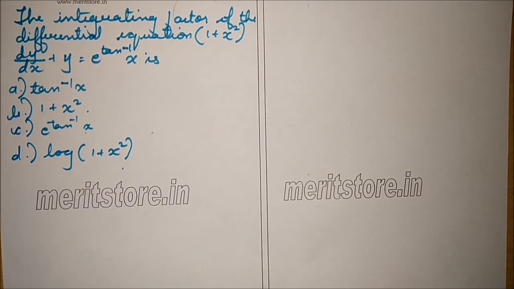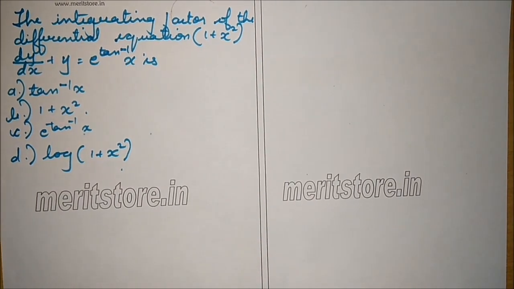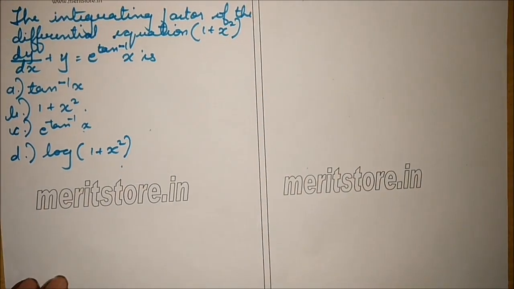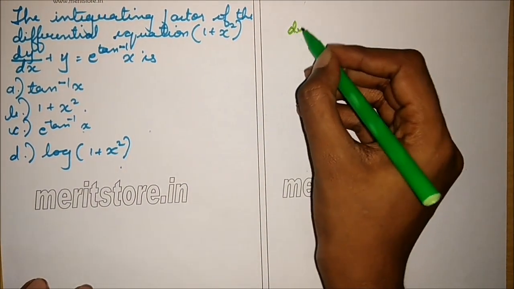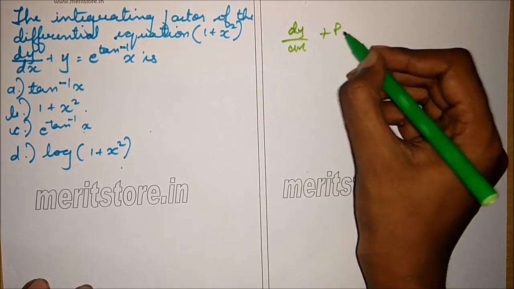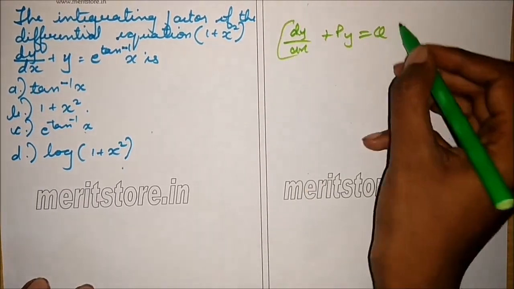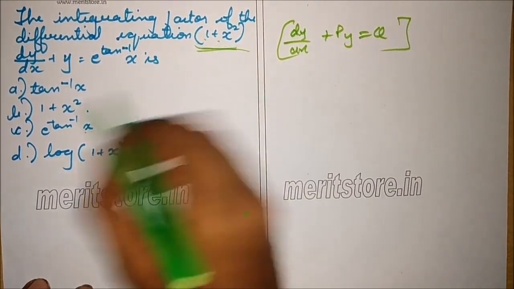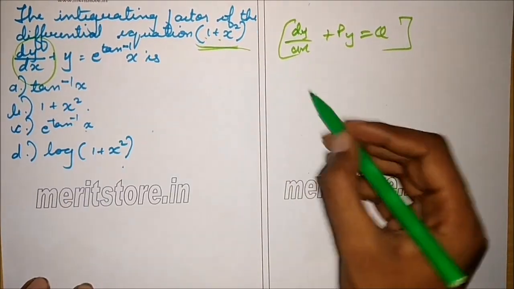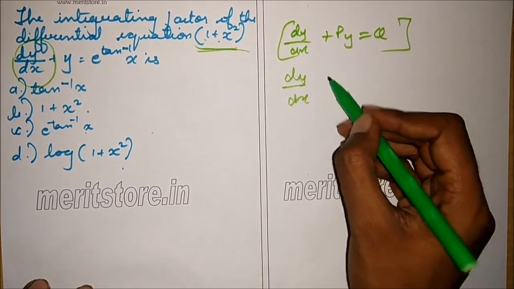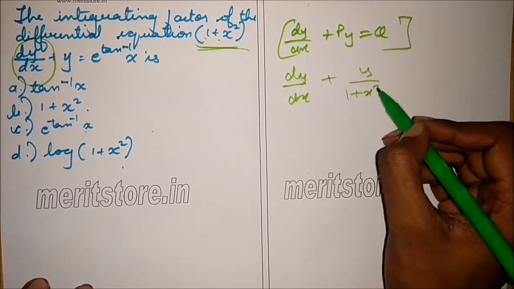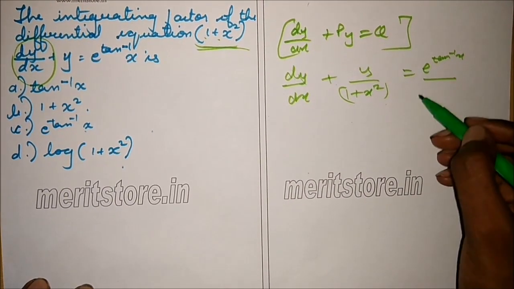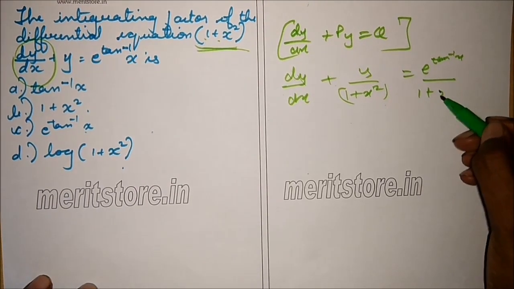The integrating factor of the differential equation (1 plus x square) dy by dx plus y equals e raised to tan inverse of x. So first we'll convert this into the form dy by dx plus Py equals Q. First we'll have to divide throughout by 1 plus x square. So we are left with dy by dx alone. So this will be dy by dx plus y by 1 plus x square is equal to e raised to tan inverse of x divided by 1 plus x square.